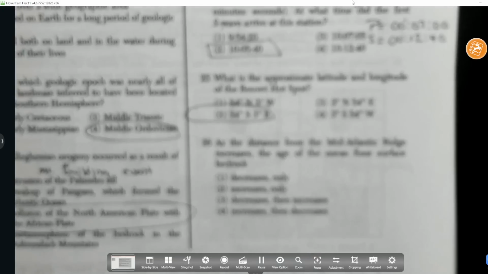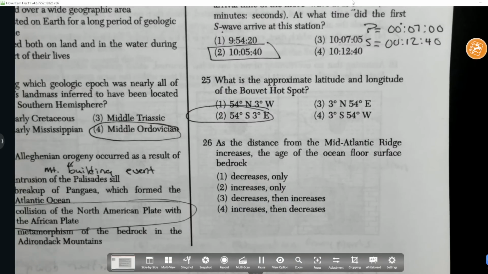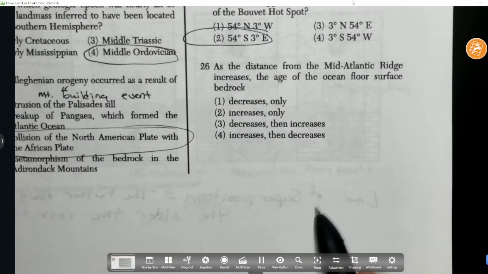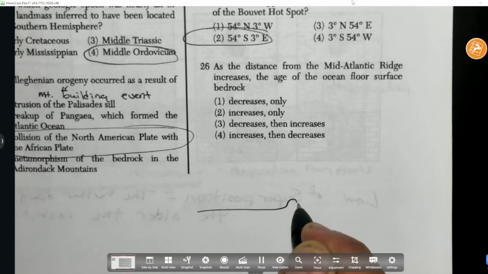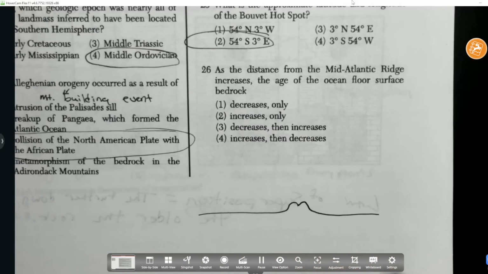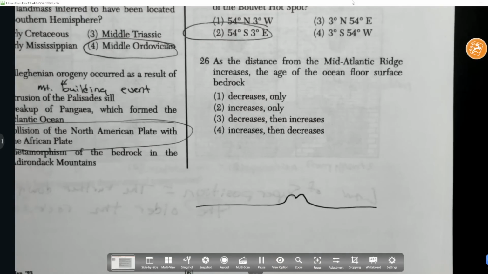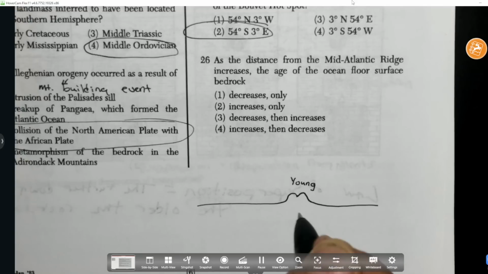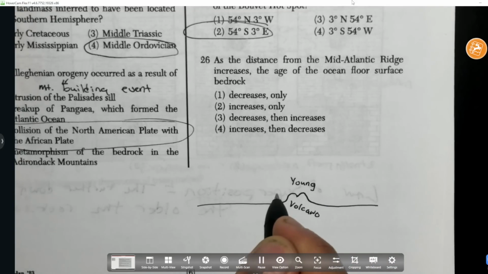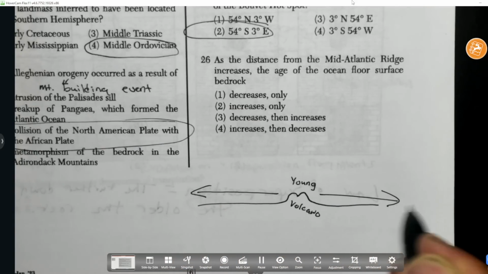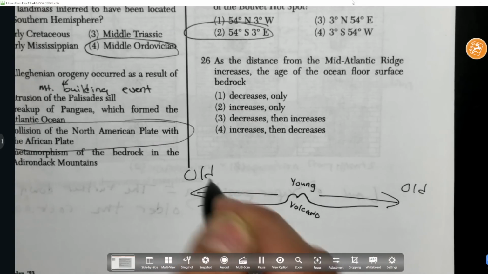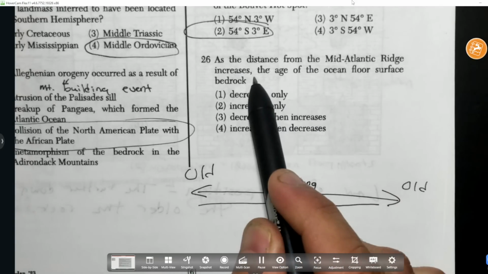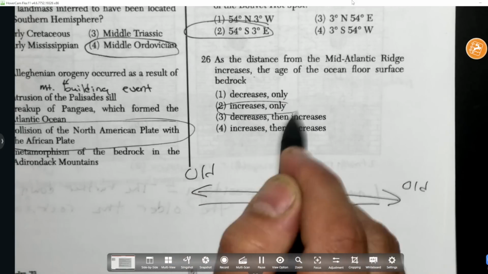As the distance from the mid-Atlantic ridge increases, the age of the ocean floor bedrock does what? So let's draw a crude drawing of what it looks like. So if this is the mid-Atlantic ridge, we call it a ridge because it's a bump in the middle of the Atlantic Ocean. And we know that the youngest bedrock is here. Why is it young? Well, because this is a volcano, or I should say a ridge of volcanoes. As we move further out, it's going to get older on both sides. So as the distance from the Mid-Atlantic Ridge increases, the age of the ocean floor increases.